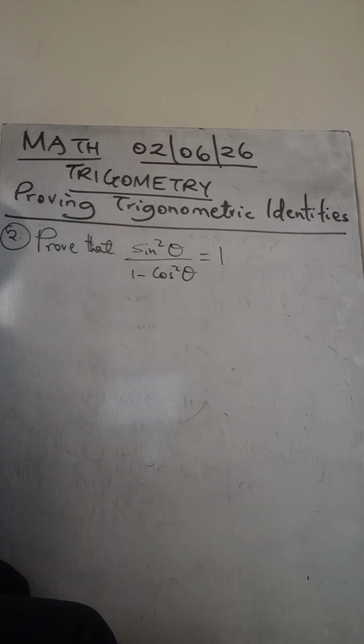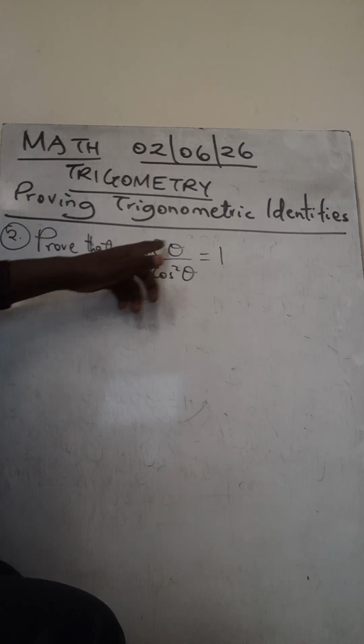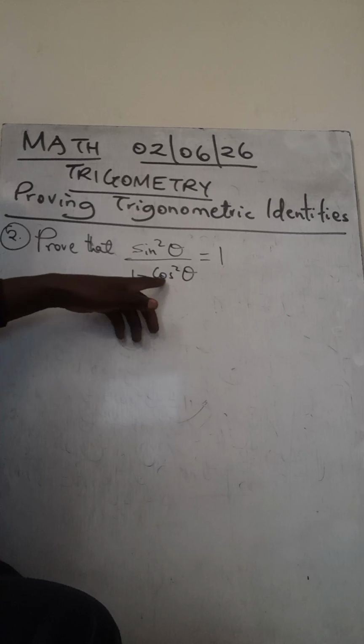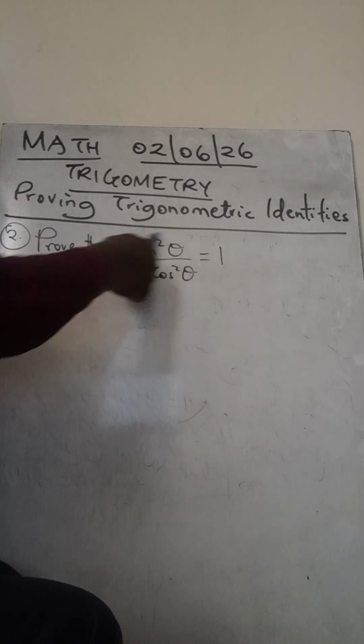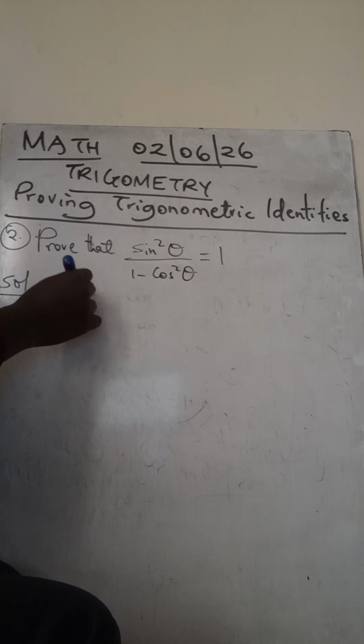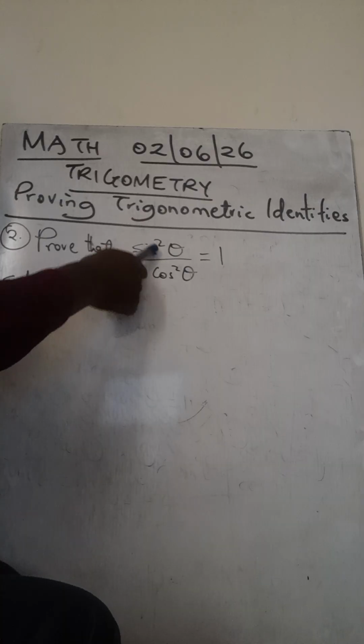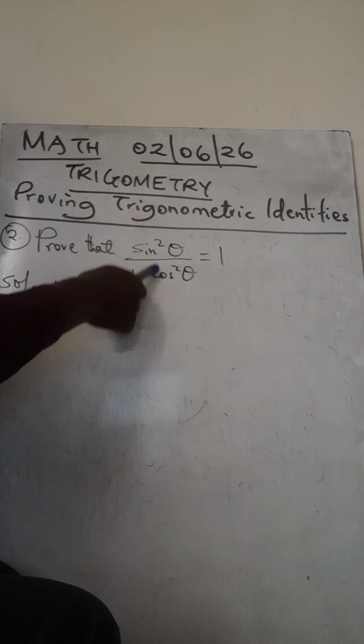There is another one here. Prove that sine squared of theta over 1 minus cos squared of theta equals 1. So if, for example, I choose to go with the left hand side term, this one over this, how do I prove that it is equal to 1?